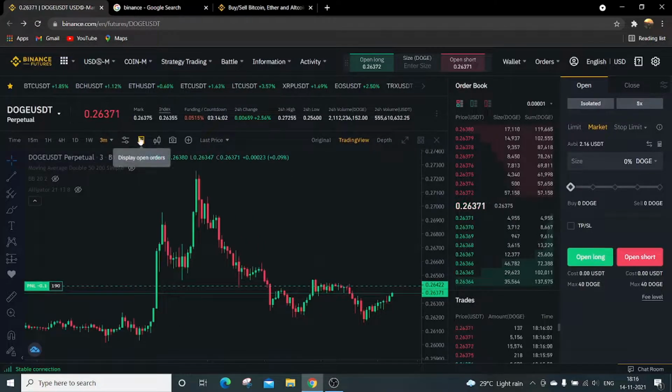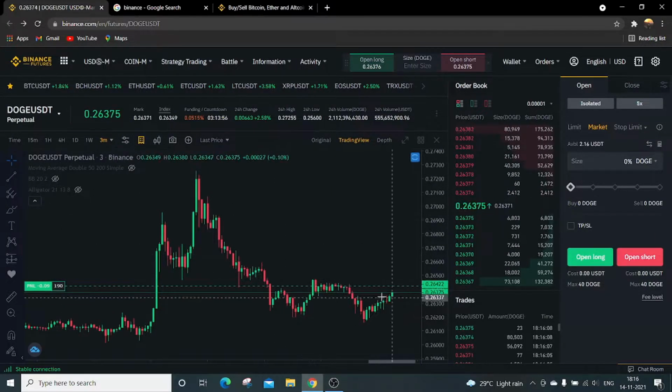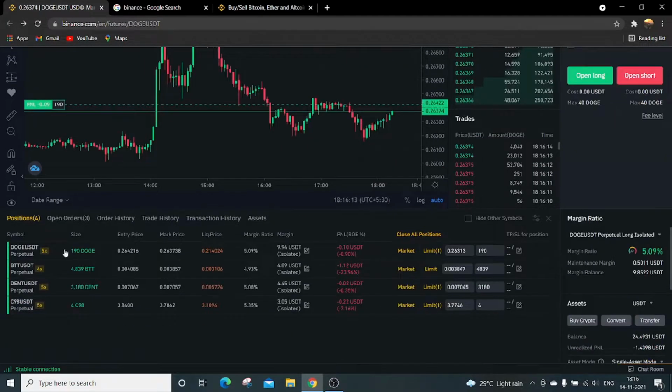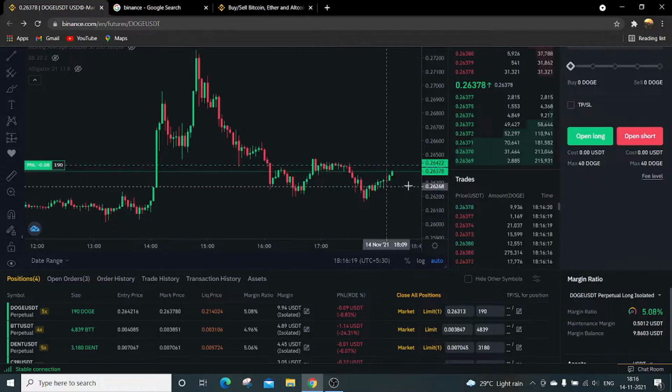Then this button displays open orders. When I click on it, it displays the open order. Okay, so this is Doge USDT. I opened this order at 26442. You can see that 26442, that is the entry price. It will get displayed on this chart.